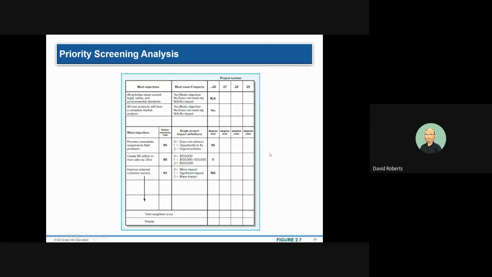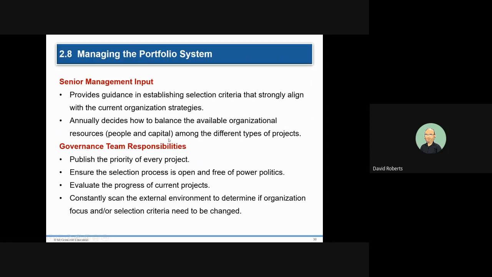And again, this is just a sample. You need to get senior management input, because if they don't support it, you're probably not going to be able to get the resources that you need. Although some corporations pride themselves in what some organizations call skunk works. What that means is they're not banned, but they're not formally authorized.